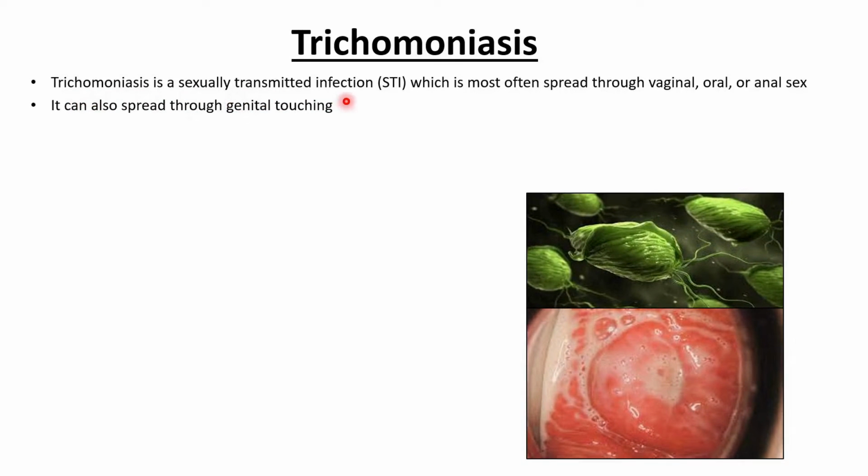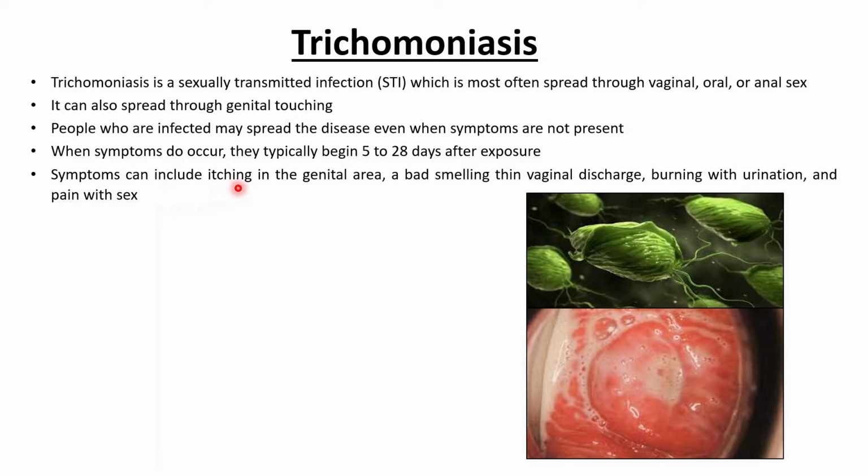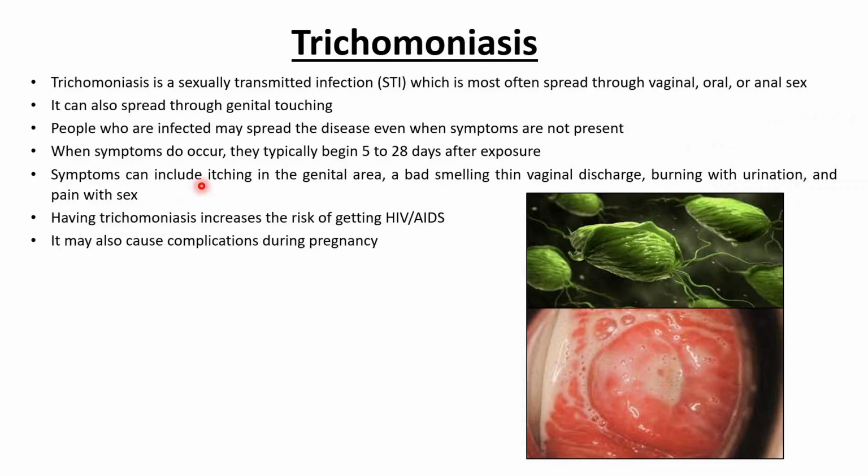Trichomoniasis is a sexually transmitted infection which is most often spread through vaginal, oral, or anal sex. It can also spread through genital touching. People who are infected may spread the disease even when the symptoms are not present. When symptoms do occur, they typically begin 5 to 28 days after exposure. Symptoms include itching in the genital area, a bad smelling thin vaginal discharge, burning with urination, and pain with sex. Having trichomoniasis increases the risk of getting HIV/AIDS. It also may cause complications during pregnancy.